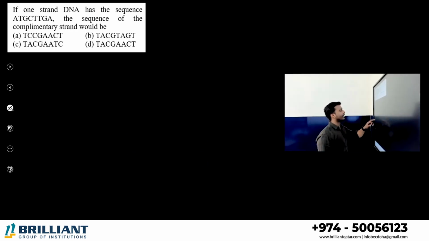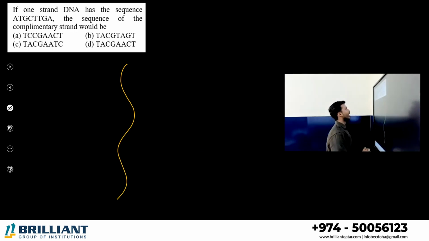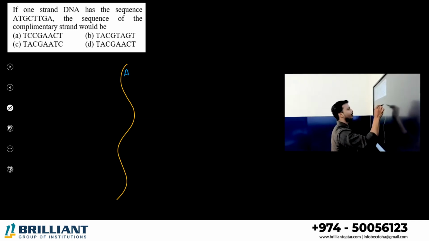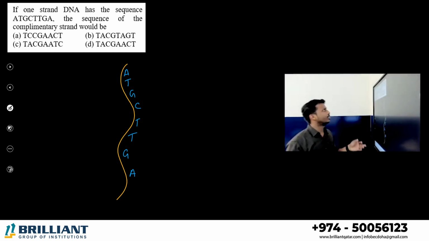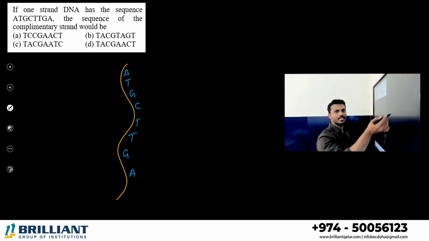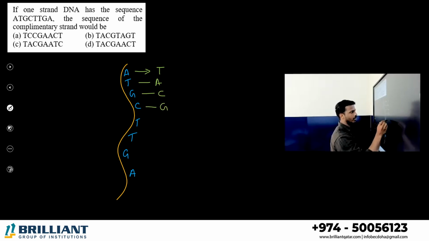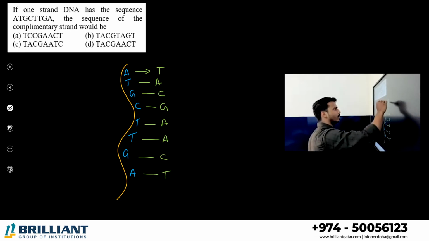In one strand of DNA there is this sequence. Let me take one strand. What are the bases? Adenine, thymine, guanine, cytosine, thymine, guanine, adenine. Correct. So what is the sequence of the complementary strand? Adenine is always with which one? Thymine. Thymine is always with adenine. Guanine with cytosine. Cytosine with guanine. Thymine with adenine. Guanine with cytosine. A with thymine. So can you identify this pair anywhere?